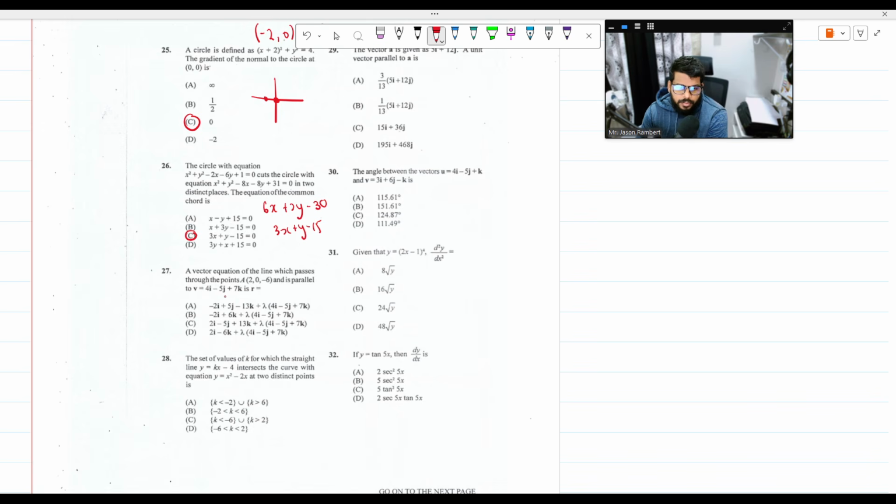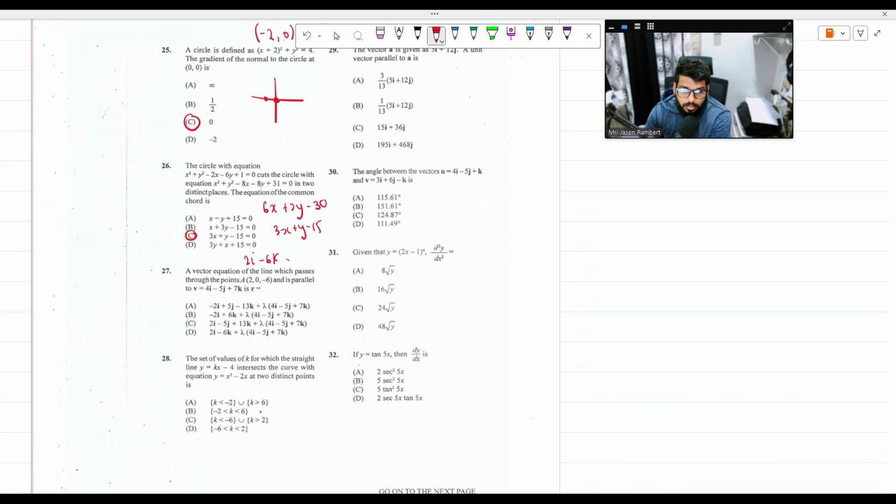Alright, this is kind of a repeat question, but not really. A vector equation of the line which passes through the point 2, 0, minus 6. So that is where I am going. So I must go to the point 2, 0, minus 6, which is 2i minus 6k.